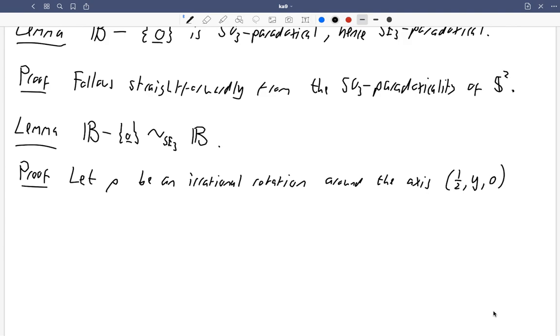So I'll just note that rho is an element of SE3, so it's a proper rigid transformation, but not of SO3 because it's not a rotation around the origin.